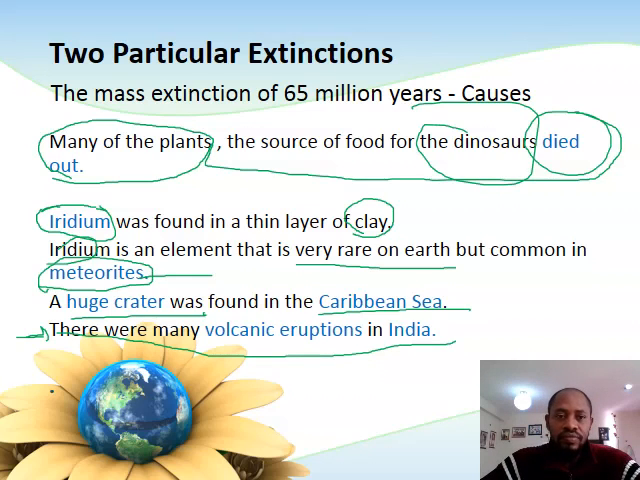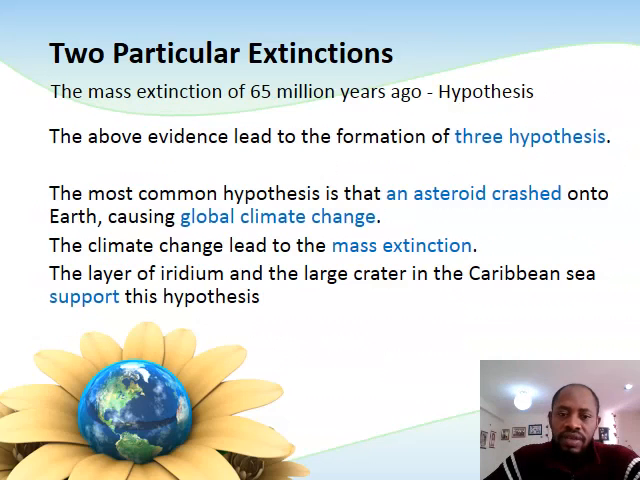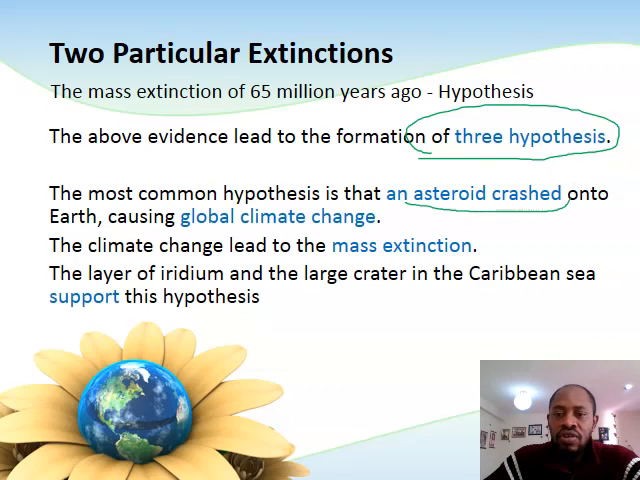So from the evidence that was found by these archaeologists, 3 hypotheses were formulated. The most commonly supported one is that of the asteroid or comet hitting Earth, which led to global change, because these rocks come with a lot of gases and a lot of heat, so it's easy for them to change the average temperature of the globe.